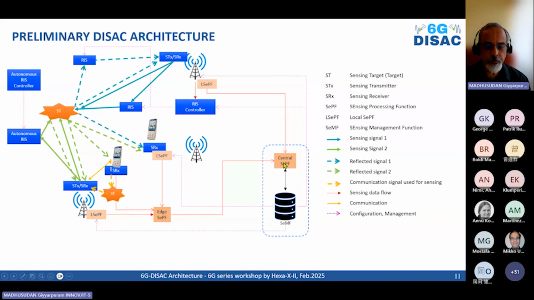But what we have done in the project is to say that, because in most devices some kind of processing happens on the sensing side locally, that's why we've introduced this notion of a local sensing processing function. So this is what happens on the device itself, and of course there could be sensing done on the edge as well. So that is a very quick overview of what we have done.